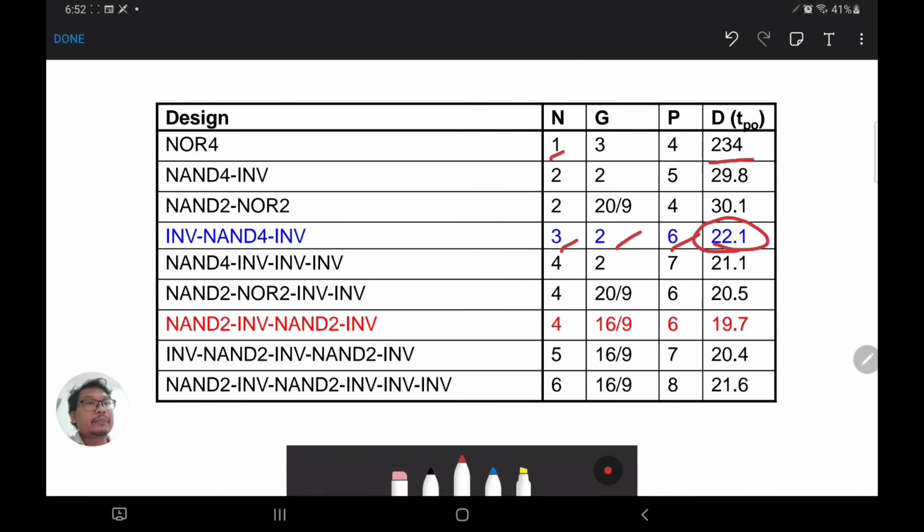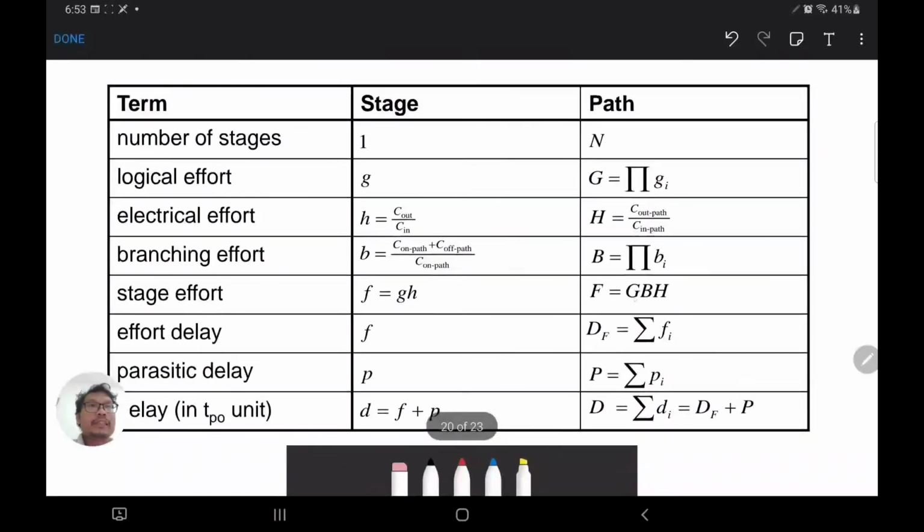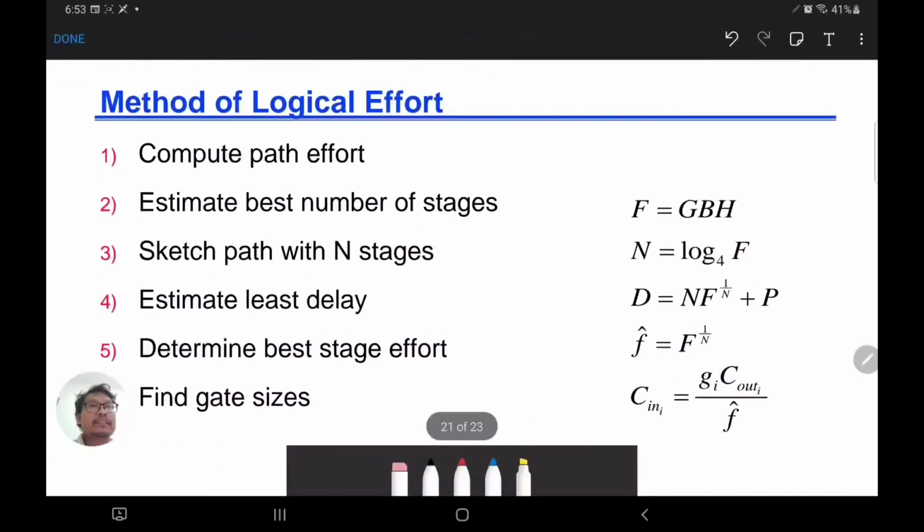So basically you can just make some experiments yourself to test different logic styles, different logic circuit stages, and the best one can be found here, in fact, using n equals 4. So n equals 4, we have our G is 16/9, our parasitic equals 6, and our total delay is 19.7 tp0. Slightly better than the 3-stage design. So here's a summary of the definitions.